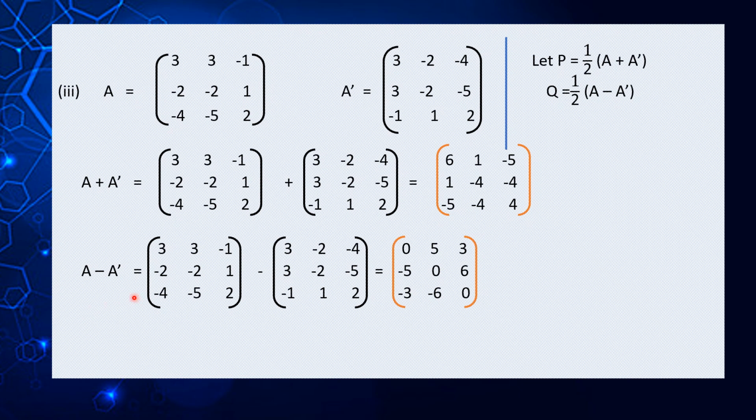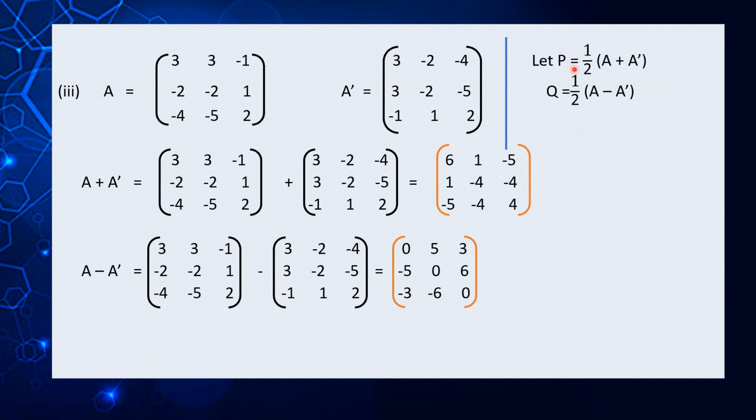And now we find A minus A transpose, which is equal to A minus A transpose with these entries. 3 minus 3 would be 0, 3 minus of minus 2 would be 5, minus 1 minus of minus 4 would be 3, minus 2 minus 3 would be minus 5, minus 2 minus of minus 2 would be 0, 1 minus of minus 5 would be 6, minus 4 minus of 1 would be minus 3, minus 5 minus 1 would be minus 6, and 2 minus 2 would be 0.